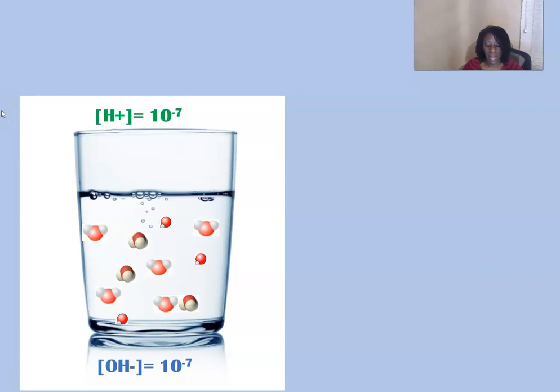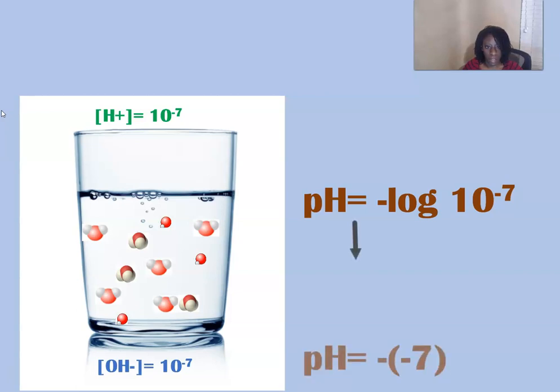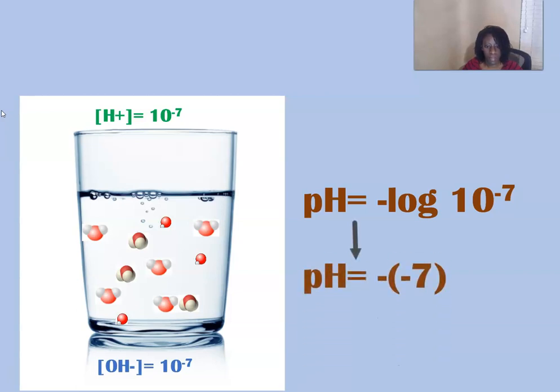Now, remember I said that at equilibrium, the concentration of hydrogen ions in water is 10 to the -7. If I plug that concentration into the equation for pH, I get pH equals the negative log of 10 to the -7. Now, again, for reasons I'm not going to go into here, we can cross out this log and this 10, which simplifies the equation down to pH equals -(-7).